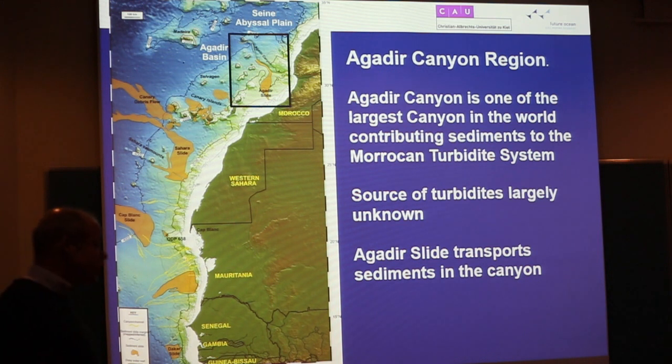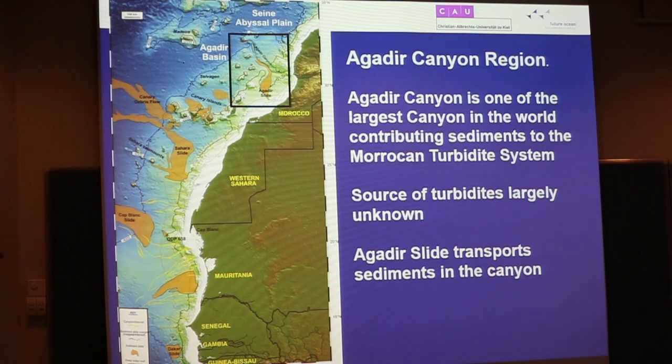There is a large number of turbidites, and it's pretty clear that the turbidites must come from the continental margin. It's assumed that Agadir Canyon is one of the major supply paths for the turbidity currents, which are then finally deposited in the abyssal plains of the Moroccan turbidite system. The source of the turbidites is largely unknown, and that's the reason why we chose this area. Then, more or less by accident, we also discovered a pretty marked landslide, the Agadir slide.